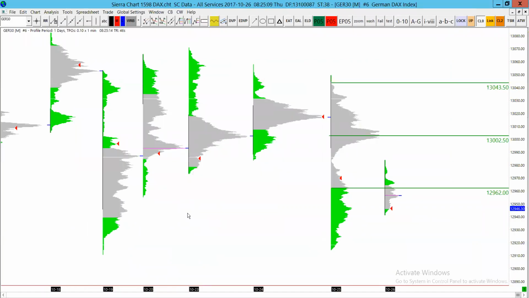All right, so taking a look on the TPO today, the value area from yesterday was between 962 and 1343. The point of control was at 1302, and there's a bit of a low volume node which we've just traded in this morning and broken below. So we're now underneath the value area low, and it does look a little bit bearish at the moment.